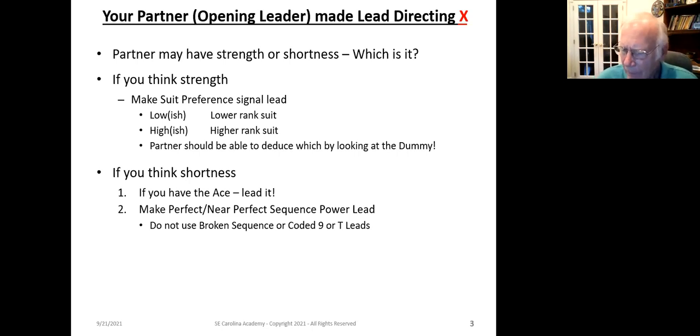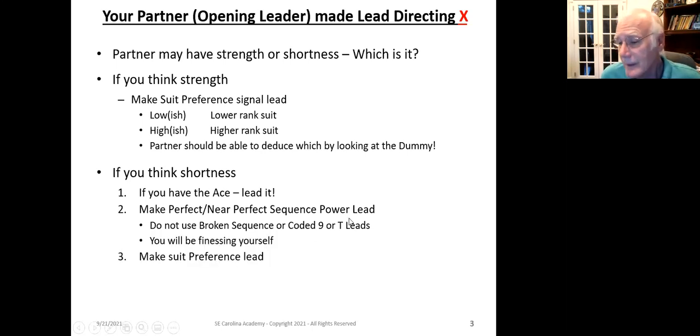Now, remember, this is in relationship to a suit that, based upon the bidding, you think your partner has shortness in. If it's an unbid suit, you really have no knowledge, and you're trying to develop that suit, the broken sequence leads and the coded 9 and 10 are just fine. It only applies to this one particular situation.